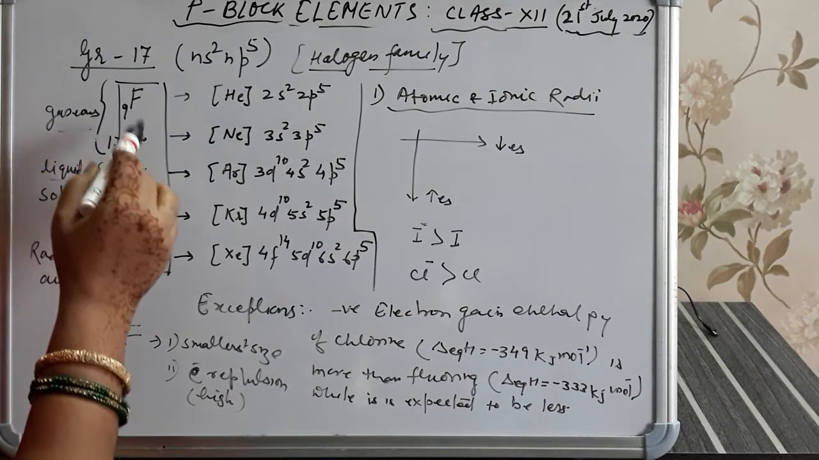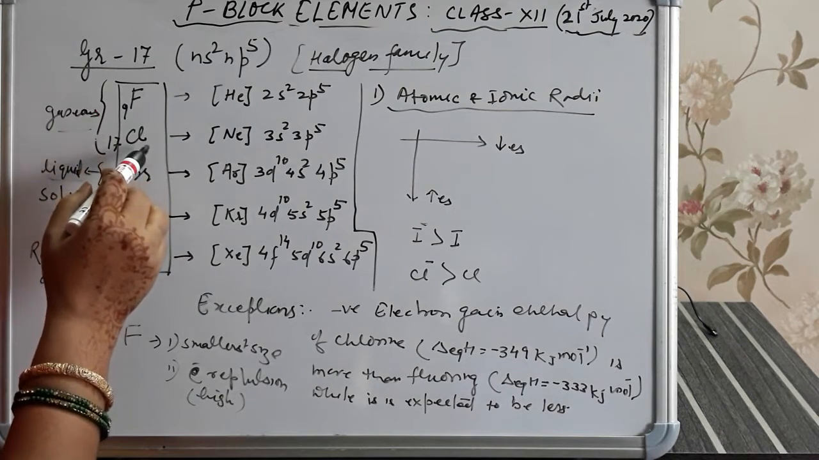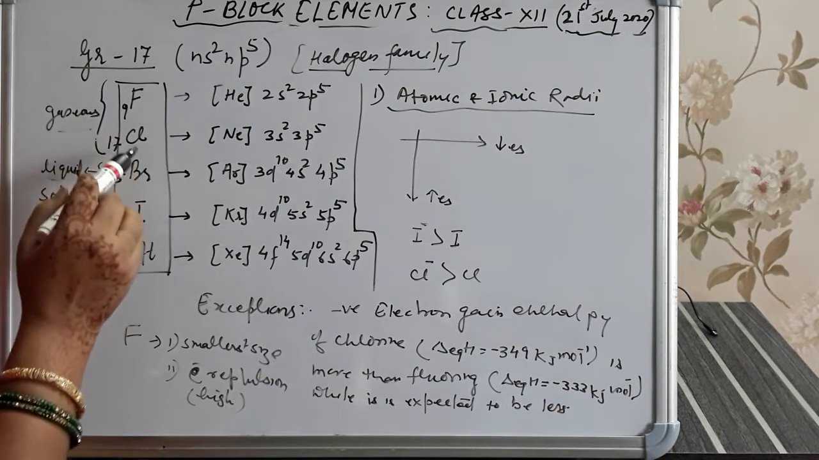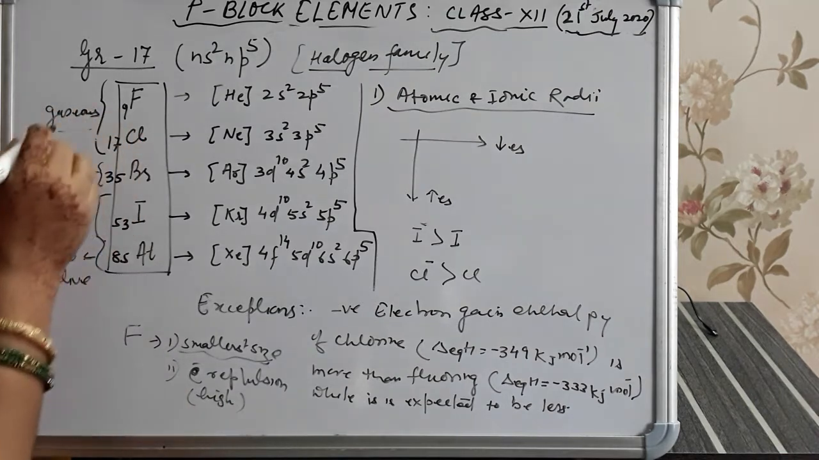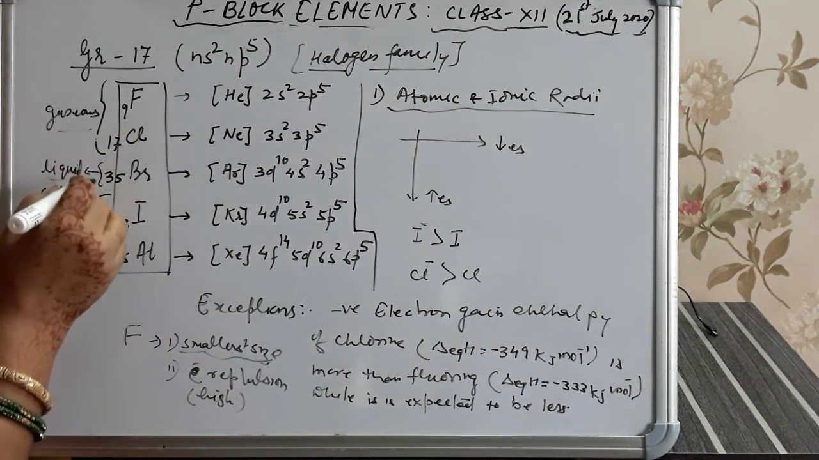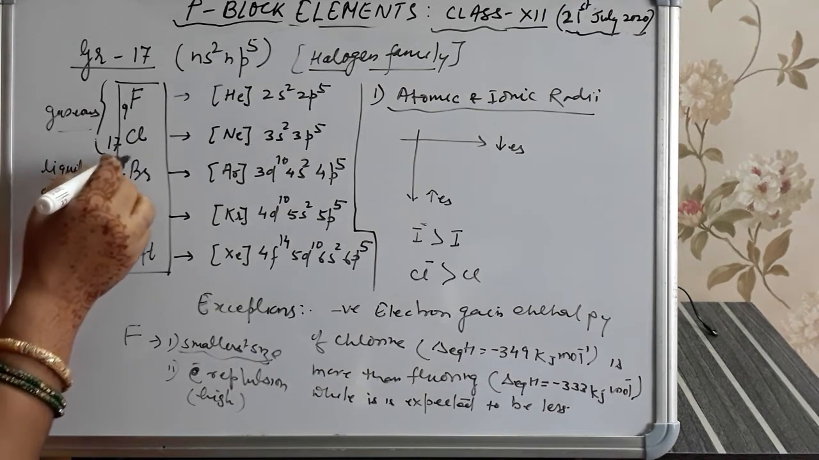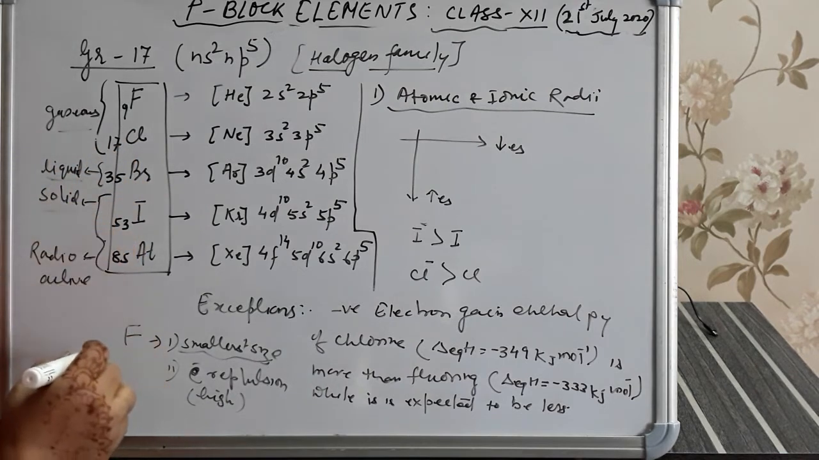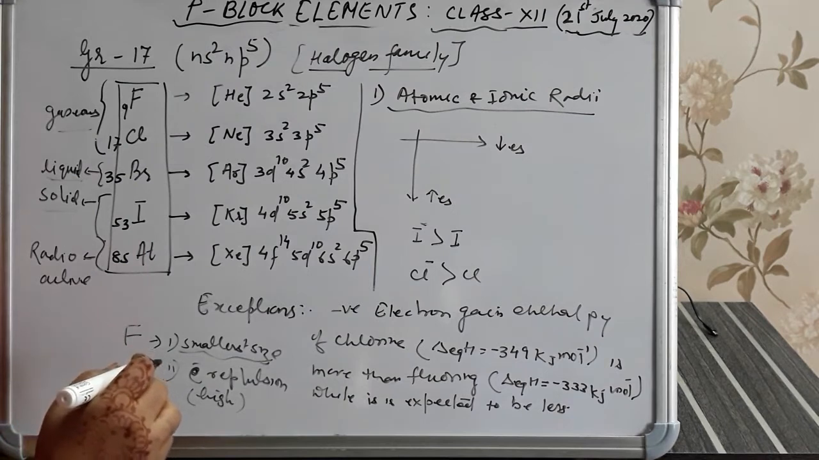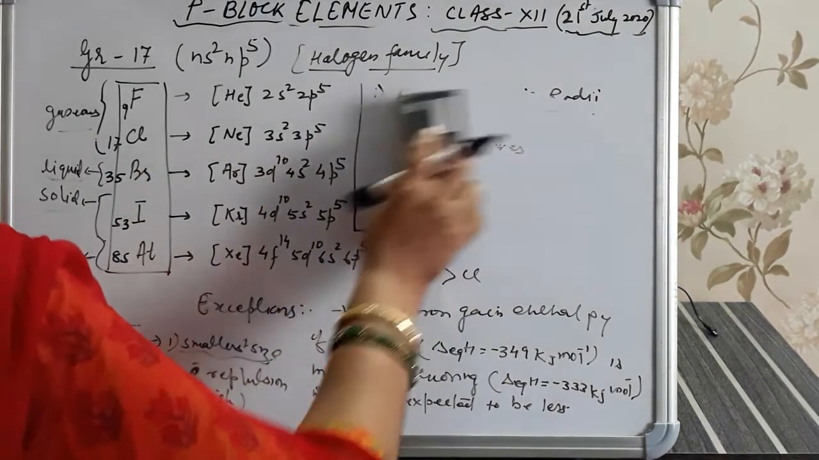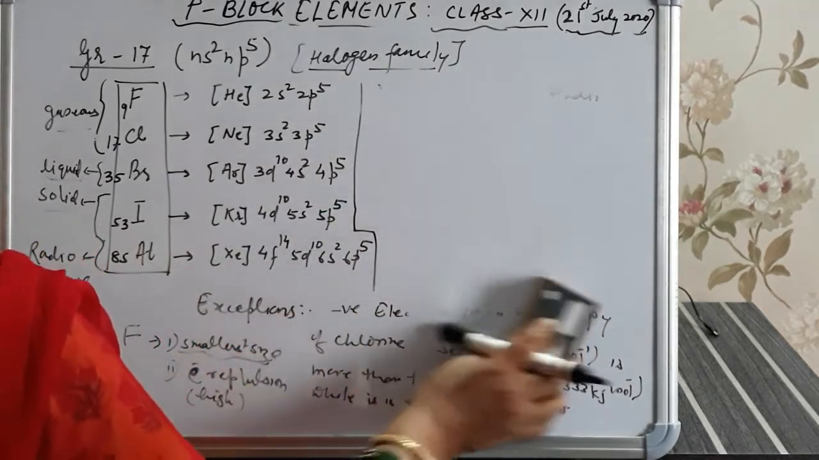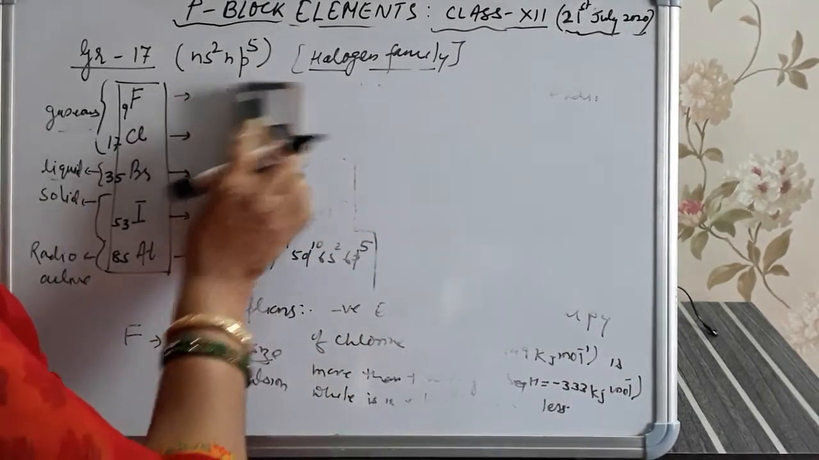Fluorine and chlorine: the negative electron gain enthalpy of chlorine is higher than that of fluorine. Why? Because fluorine has the smallest size and electronic repulsion becomes high when fluorine accepts an electron. But in the case of chlorine, the size is larger than fluorine and there is less electronic repulsion. So next we discuss the electronegativity. Next property is the electronegativity.